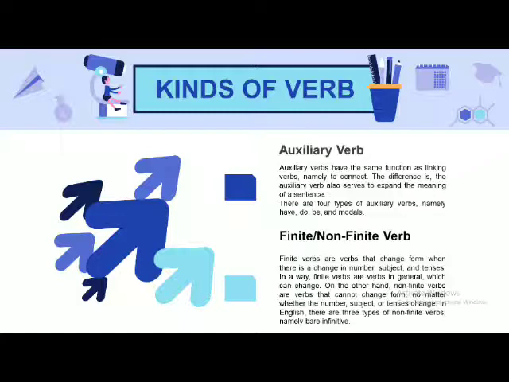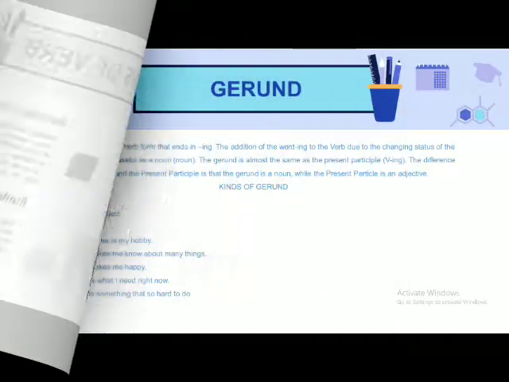The last is finite or non-finite verb. Finite verbs are verbs that change form when there is a change in number, subject, and tenses. In a way, finite verbs are verbs in general, which can change. On the other hand, non-finite verbs are verbs that cannot change form, no matter whether the number, subject, or tenses change. In English, there are three types of non-finite verbs, namely bare infinitive.